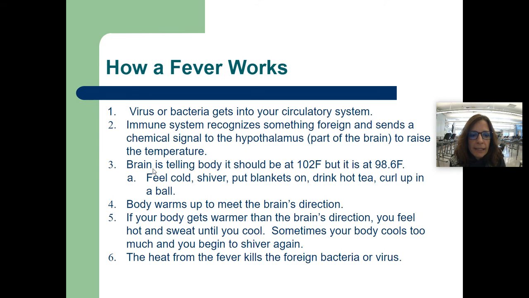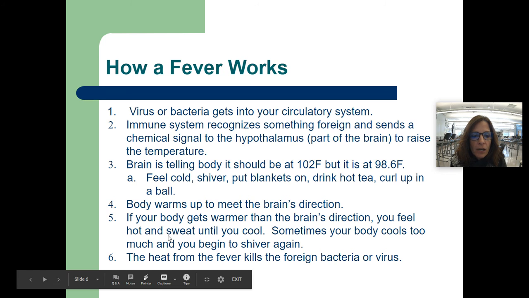So what's happening is your brain is telling your body that it should be at 102. However, you're at 98.6. So you feel cold, you shiver, you put blankets on, you drink hot tea, you curl up in a ball, you turn on your electric blanket, something like that, to raise your body temperature so that it meets that 102. The body warms up to meet the brain's direction of 102. If your body gets warmer than the brain's direction, then you feel hot and sweat until you cool down. And then sometimes your body cools down too much and you begin to shiver.